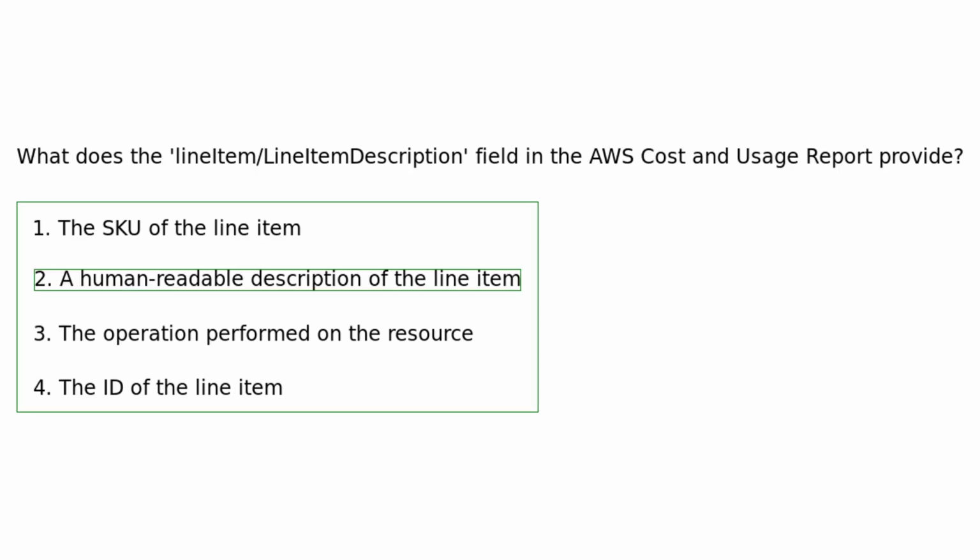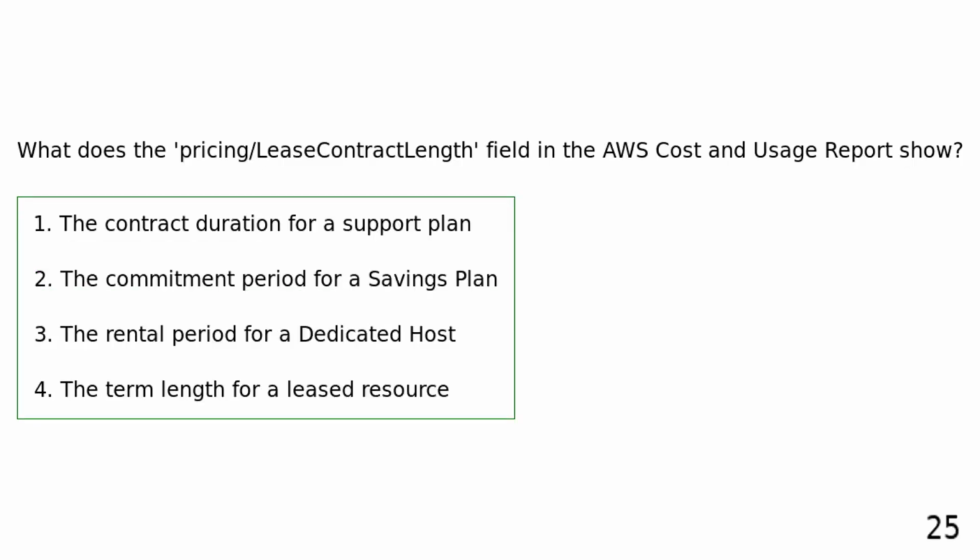The line item/line item description field offers a human-readable description of each line item, making it easier to understand what the charge is for without needing to interpret codes. What does the pricing/lease contract length field in the AWS cost and usage report show? The contract duration for a support plan. The commitment period for a savings plan. The rental period for a dedicated host. The term length for a leased resource.